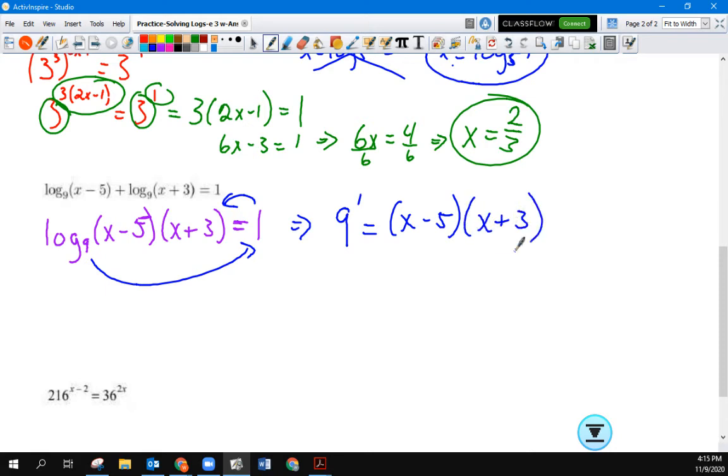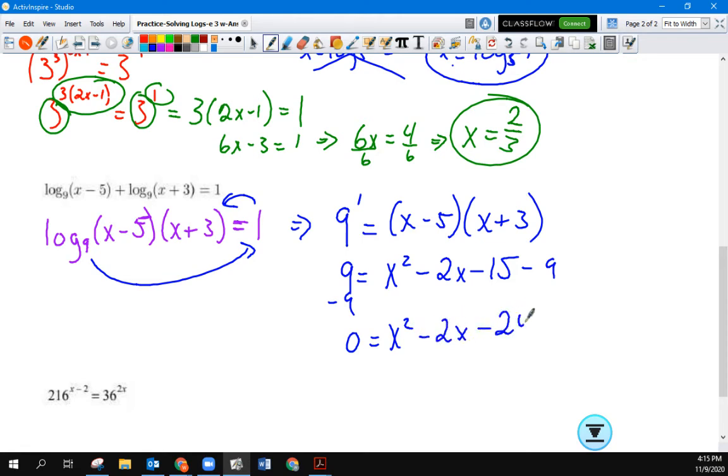And again, now I'm back to algebra 1. So I'd use that one log property to put them together, change it to its exponential, and we're back to algebra 1 solving. Now I am going to have to FOIL this out. So we get 9 equals x squared minus 2x minus 15, like that. And then subtract 9 from both sides. So we get 0 equals x squared minus 2x minus 24.